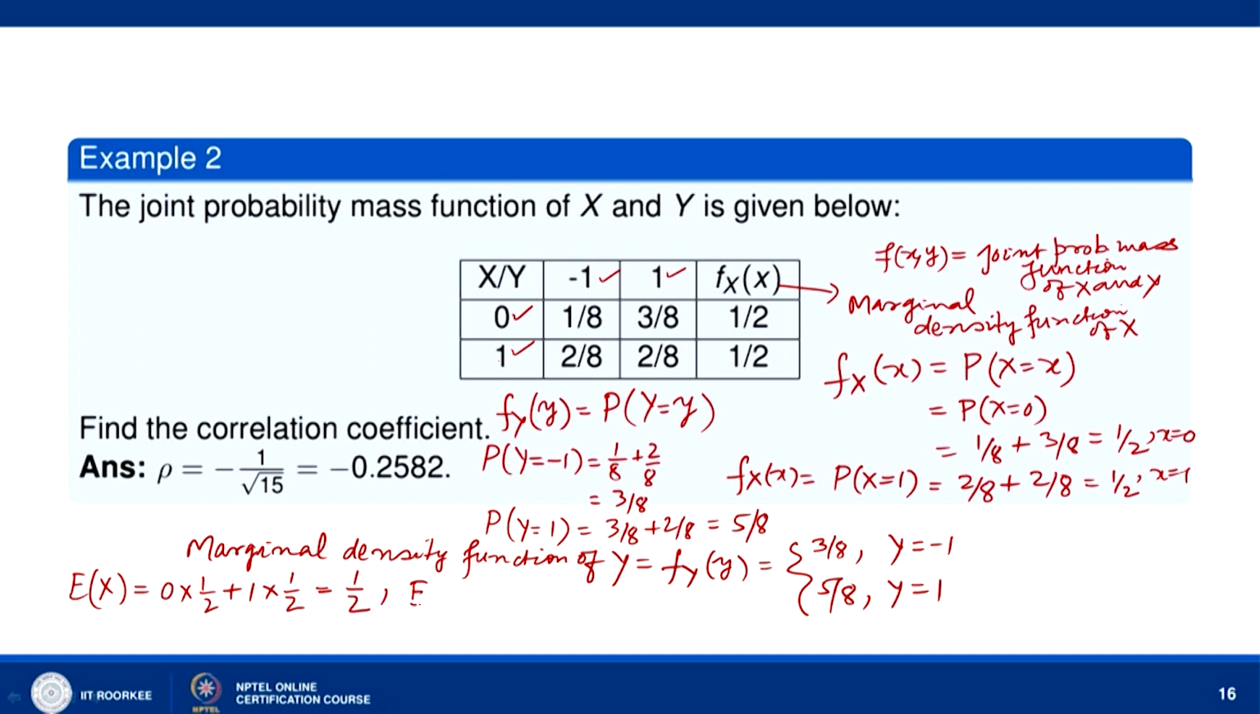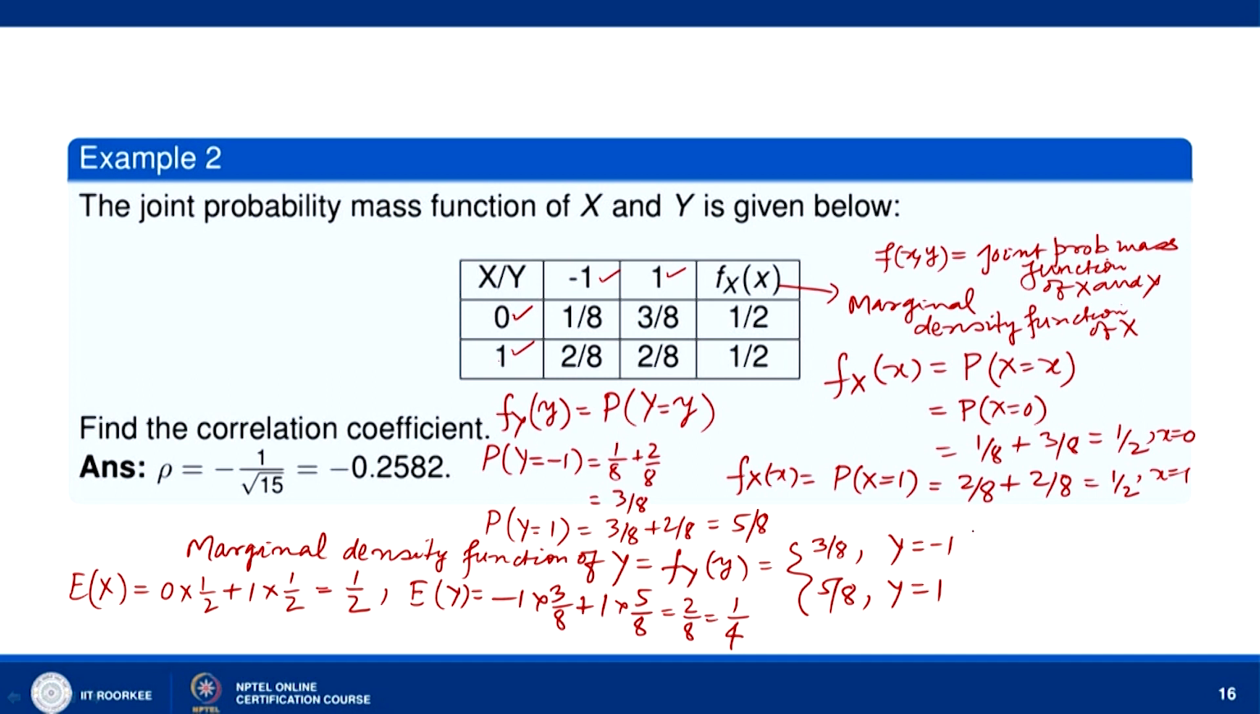Expectation of Y we can get similarly: values of Y multiplied by their corresponding probabilities. So, value of Y is minus 1 multiplied by 3/8, and then value of Y is 1 multiplied by 5/8. So, 5/8 minus 3/8 is 2/8, which is equal to 1/4. So, expectation of X is 1/2, expectation of Y is 1/4.